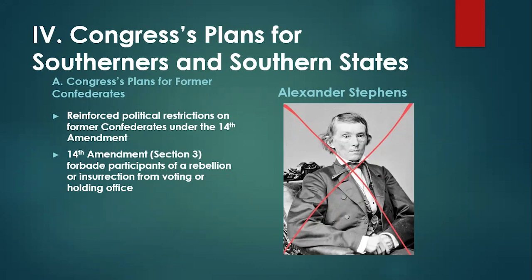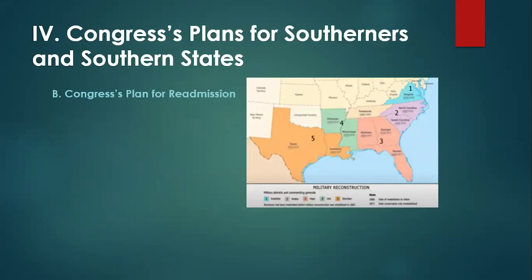In the historical context in which this was passed, this was a direct response to the former Confederates, saying you are unable to vote or hold public office because you participated in a rebellion against the United States. Again, this is certainly part of this amendment that we have, very unfortunately, let go to the wayside in the 21st century. All right, so that's Congress's plans for former Confederates themselves, the individuals who participated in the rebellion.